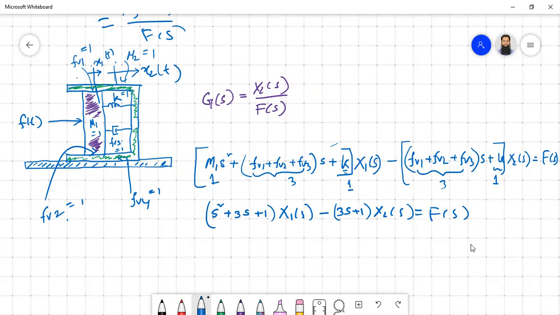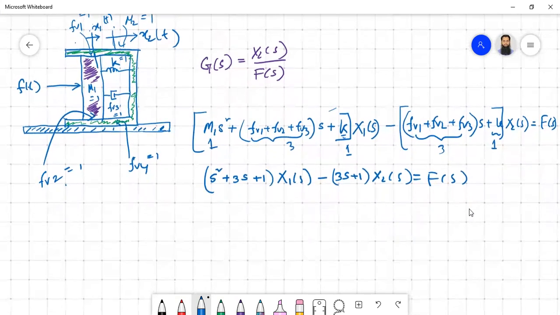Similarly, we have to write the equation for the second one. For this, what is common? The common thing is not changing; it remains as it is. So minus (3s plus 1), common between M1 and M2, times X1(s). Now all the impedances of M2. The value of M2 is 1, so we can write s square directly.